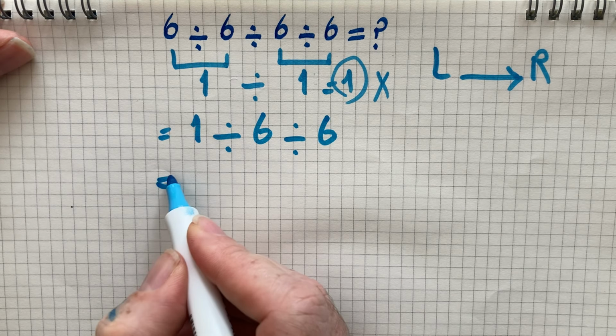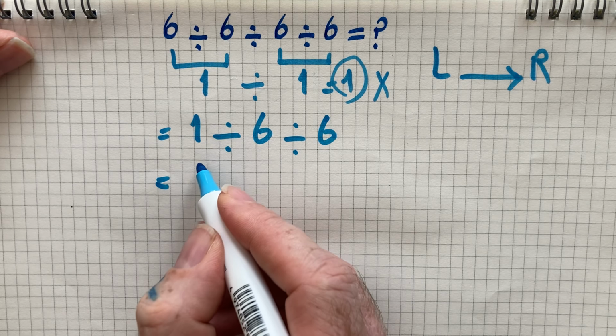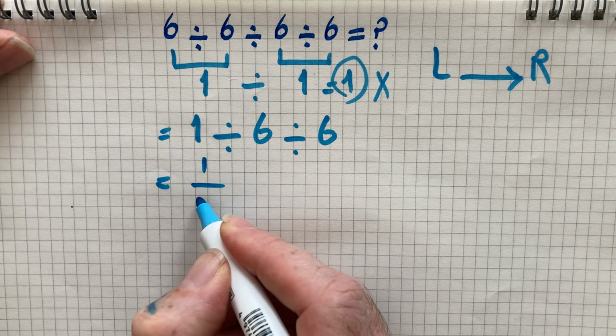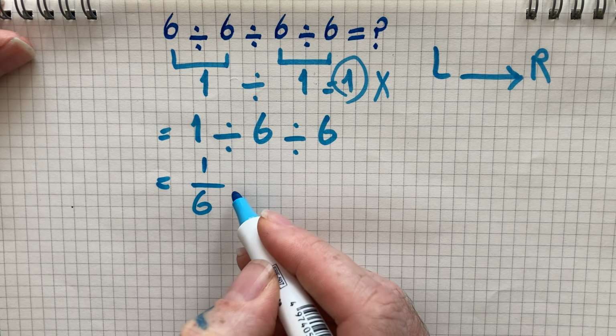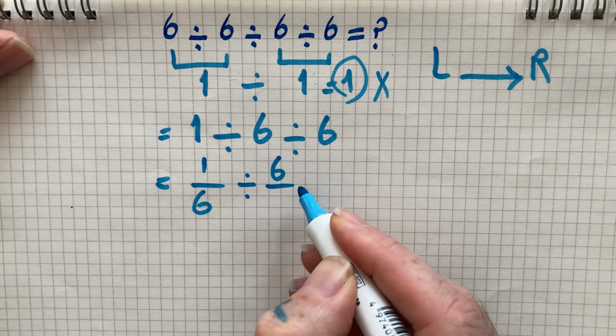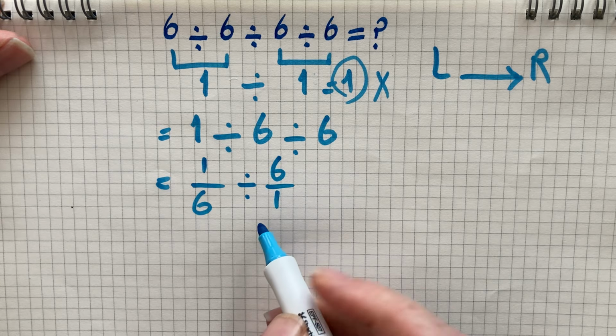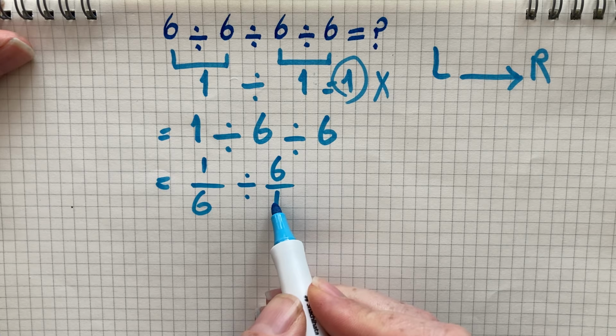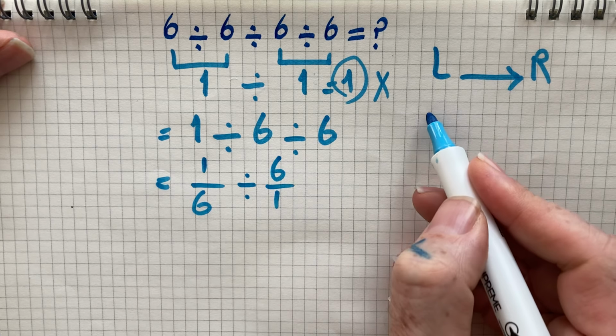Again, left one. 1 divided by 6 can be written in the form of 1 over 6, right? Divided by 6. 6 can be written in the form of 6 over 1. What do we have here? Division of two fractions. To solve this, we need to follow KCF.